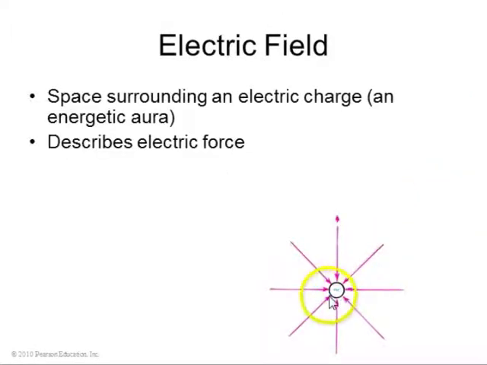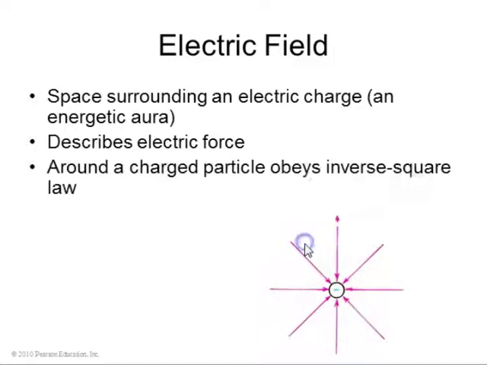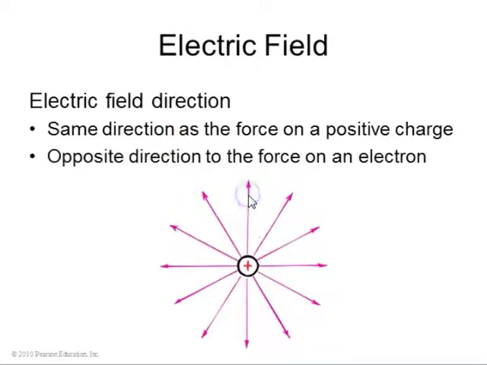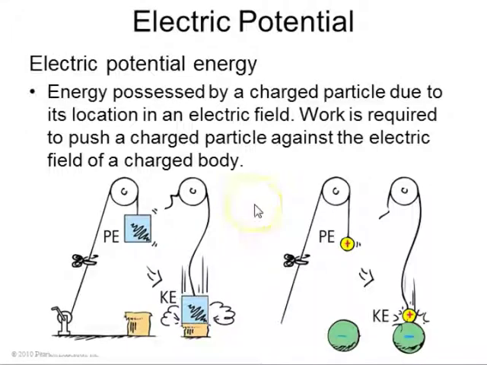So when there's an electric charge, we say that the space around the electric charge has an electric field, which describes the electric force. And the electric field obeys the inverse square law according to Coulomb's law. So electric field is the force per unit charge. It has the same direction as the force would be on a positive charge, opposite direction that the force would be on an electron.